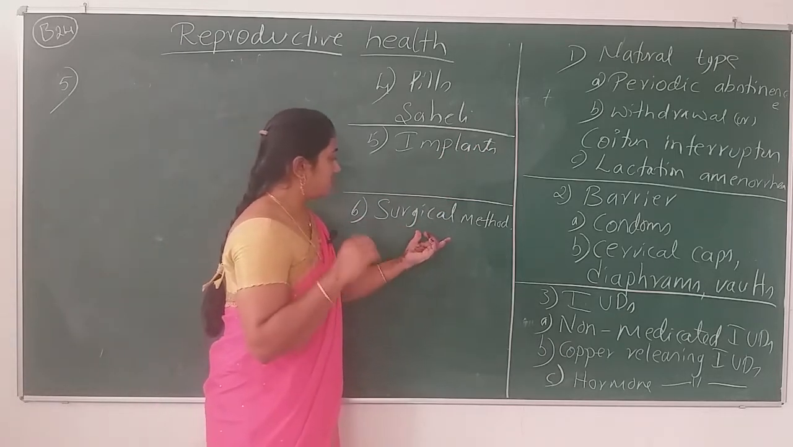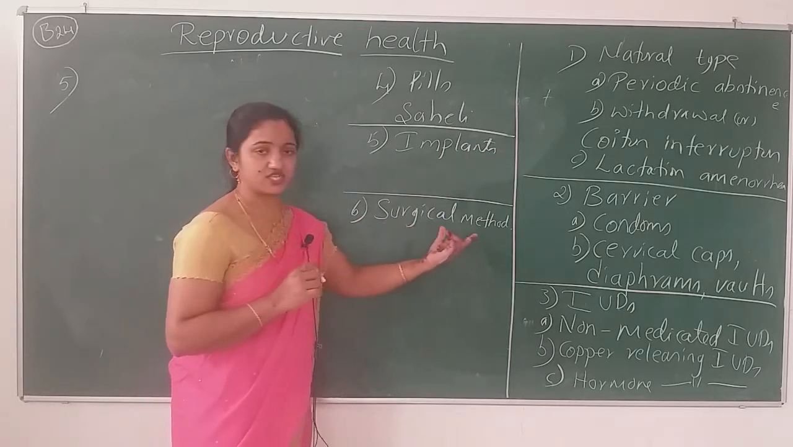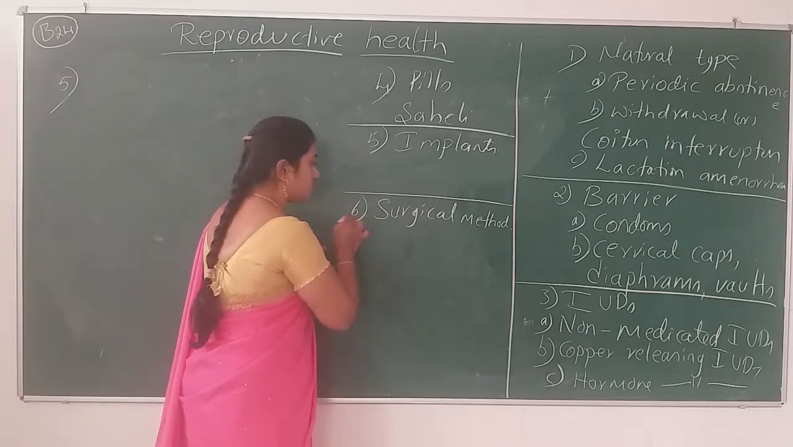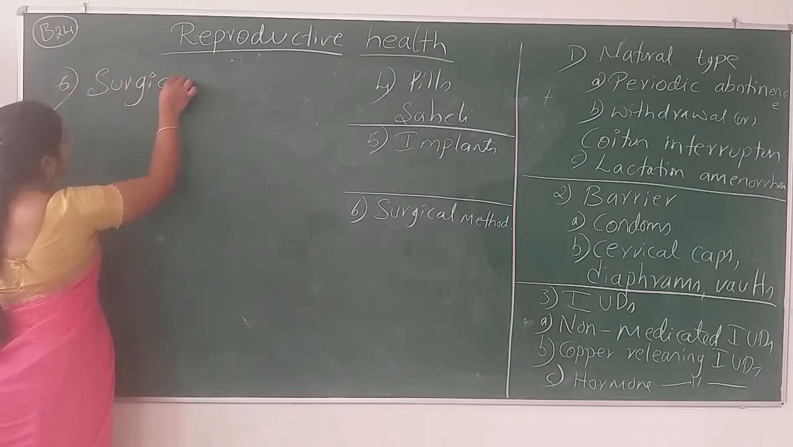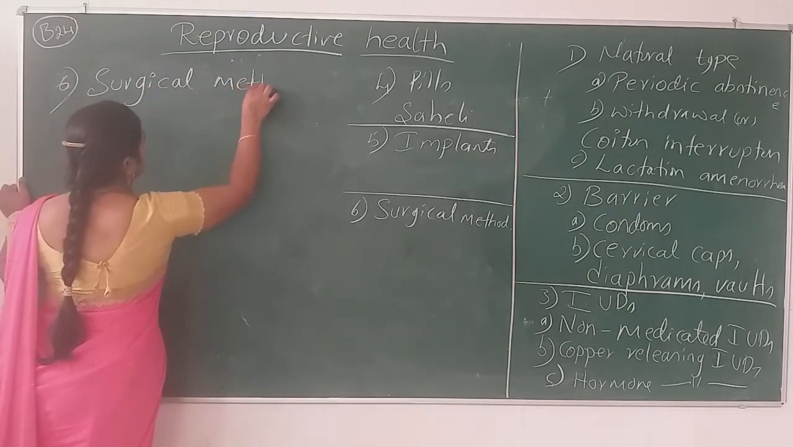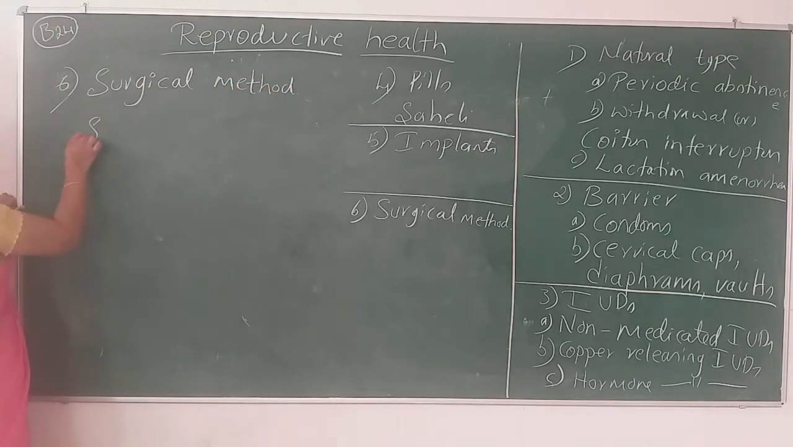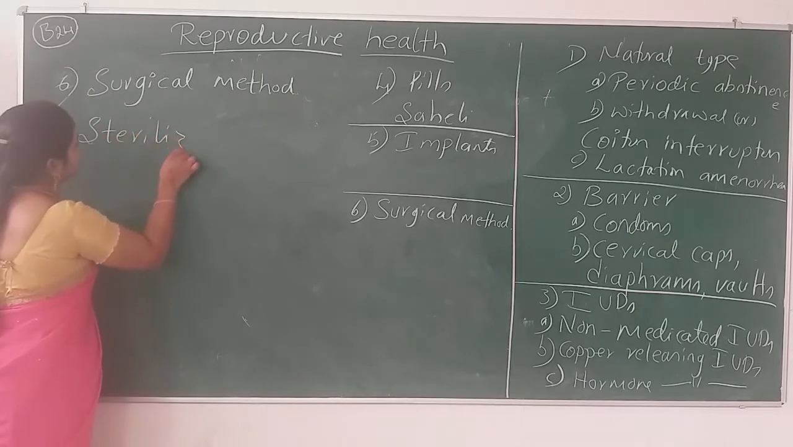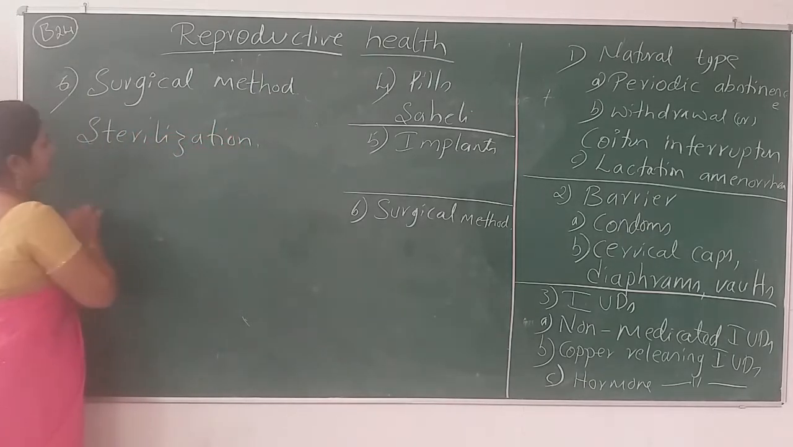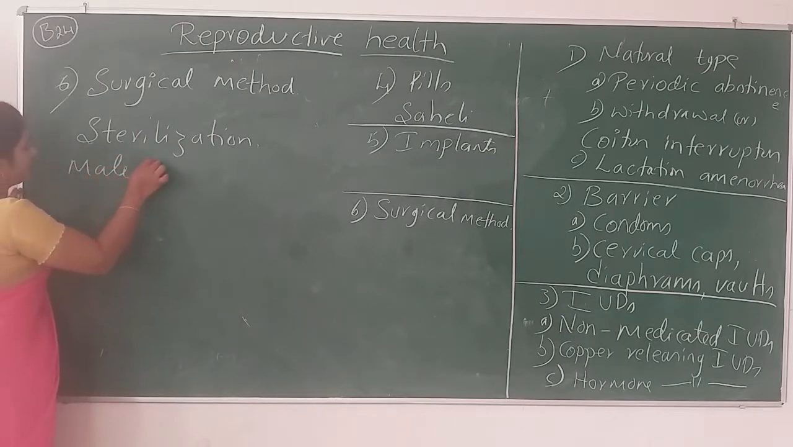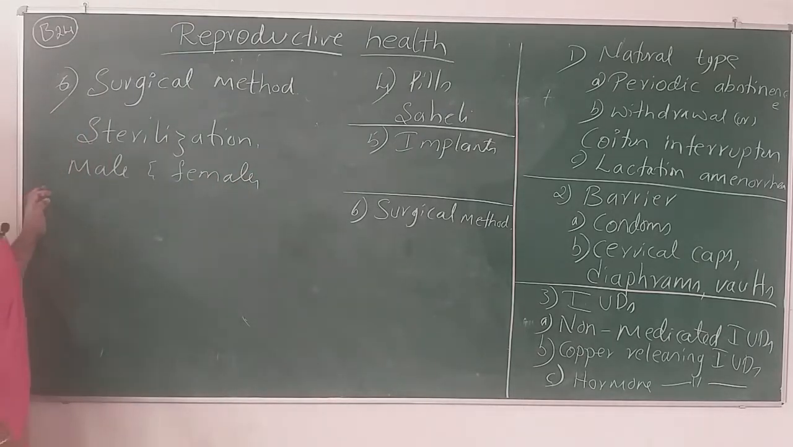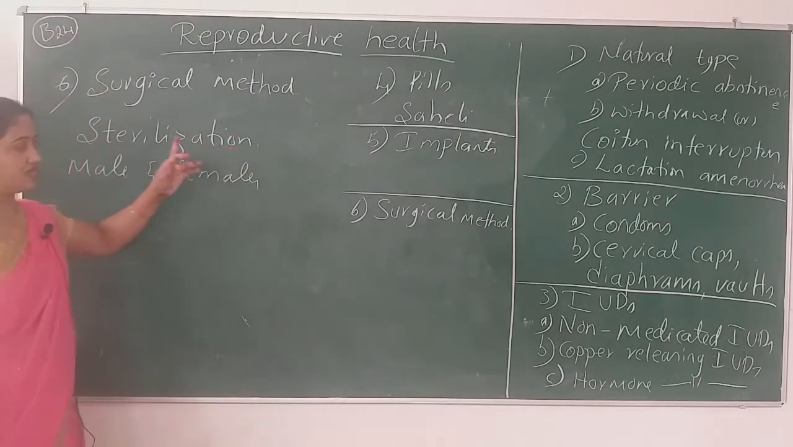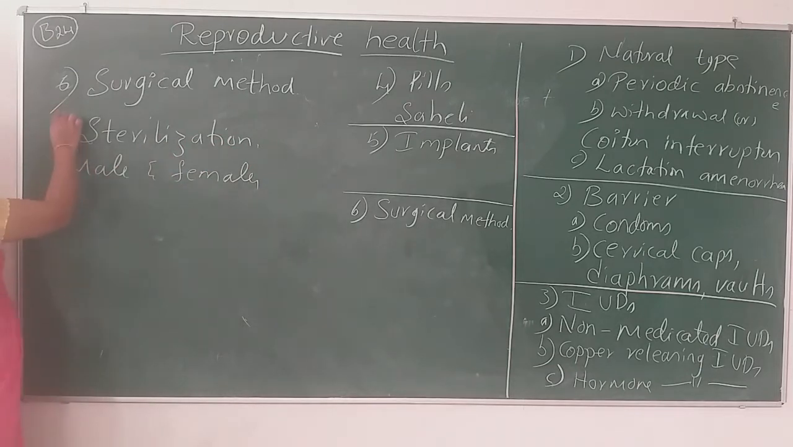Okay, we'll see what's happening in the surgical method. This is the sixth type of contraceptive, the surgical method. It is also known as sterilization. It is done for males and females; for both males and females it can be done. The common name is sterilization.